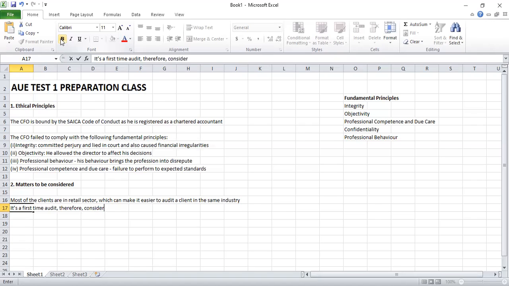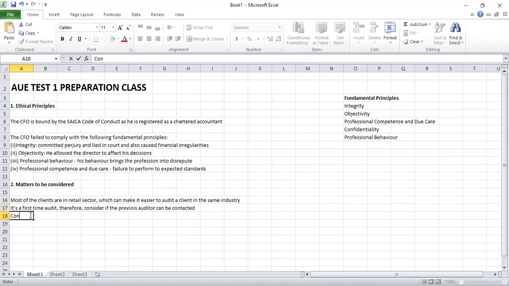Consider if the previous auditor can be contacted. So you have to find out from them: is it possible for me to contact your previous auditors? Remember that when you are auditing this year, the opening balances will come from the previous years. Right. Then we also have to consider.